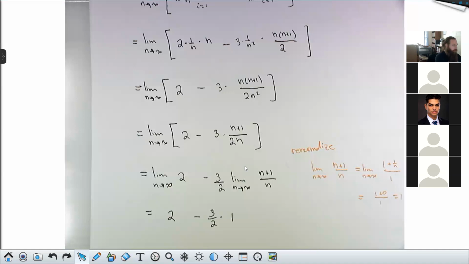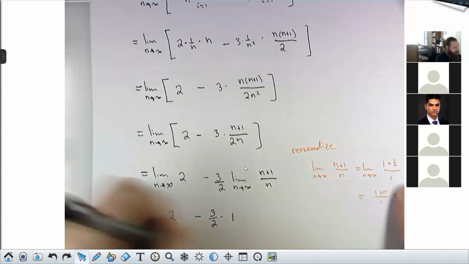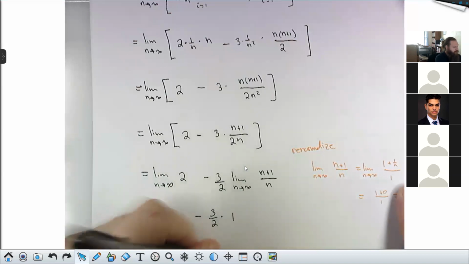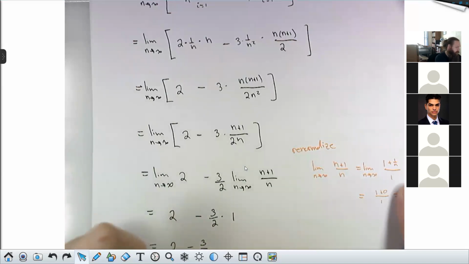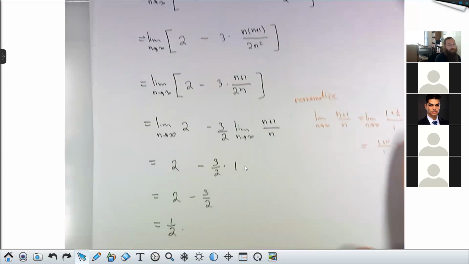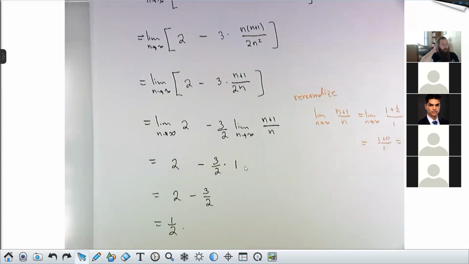So we get 2 minus 3 halves, which is 1/2. So that integral is 1/2. And yes, you could have done that integral much faster using FTC2, right? Using your antiderivatives. But because this particular problem said use the definition of the definite integral to evaluate, we had to set this up as a Riemann sum.